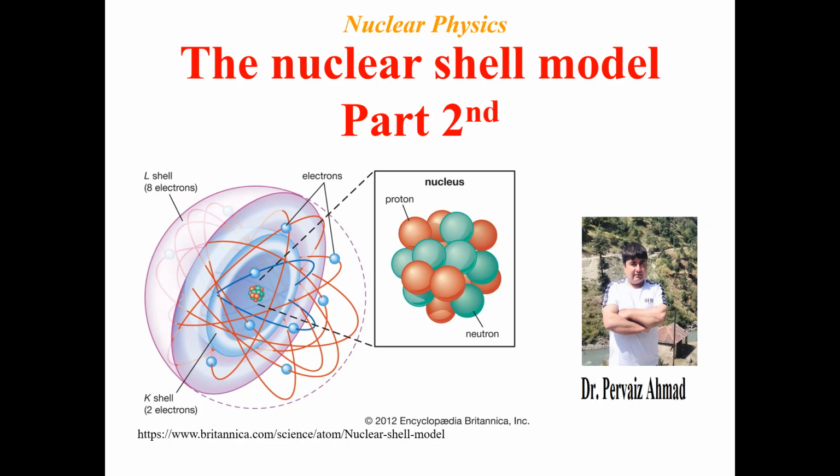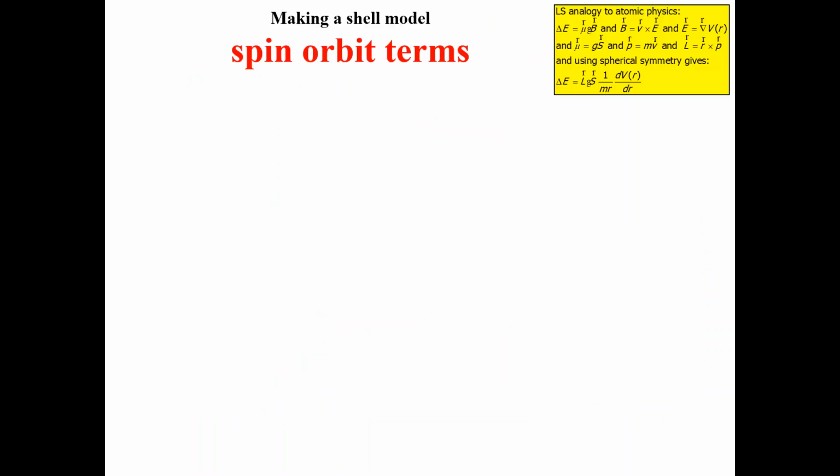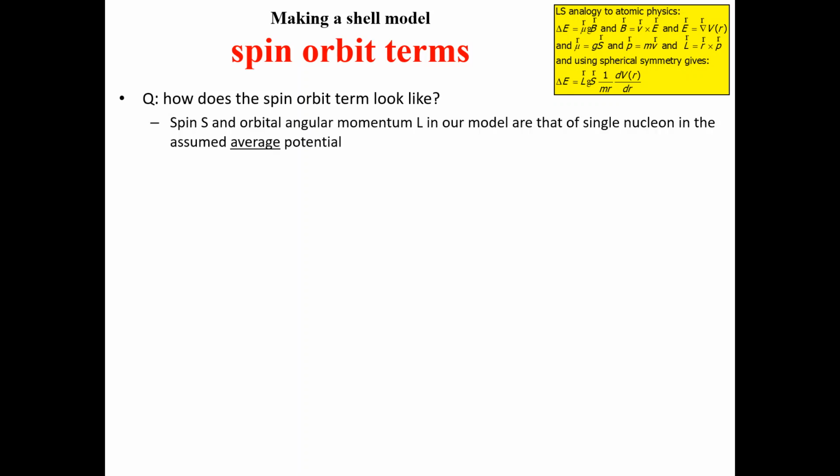I'm Dr. Parvez Ahmed. In this lecture, we will discuss the second part of the nuclear shell model. So let's move toward the second part of this model. In this part, we will talk about the spin orbit term. We will start the lecture from a basic question: how does the spin orbit term look? That is the basic question, and our lecture will be totally based on the discussion of this question.